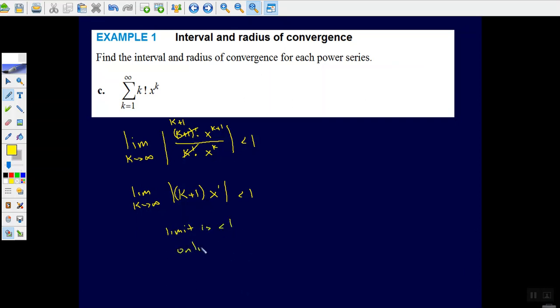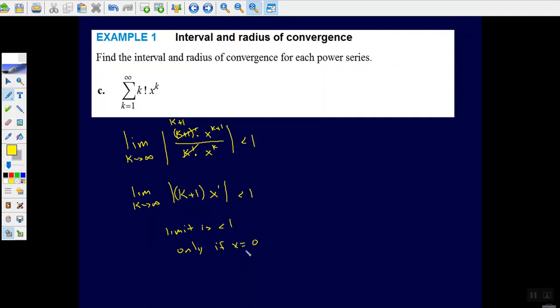So I'm just going to make a note of that here. x equals 0 is the only value of x that I can pick that will make this limit shrink down to be less than 1. Any other number for x would be multiplied by an infinite quantity, and the limit would never be less than 1. So this is kind of case number 3 here.